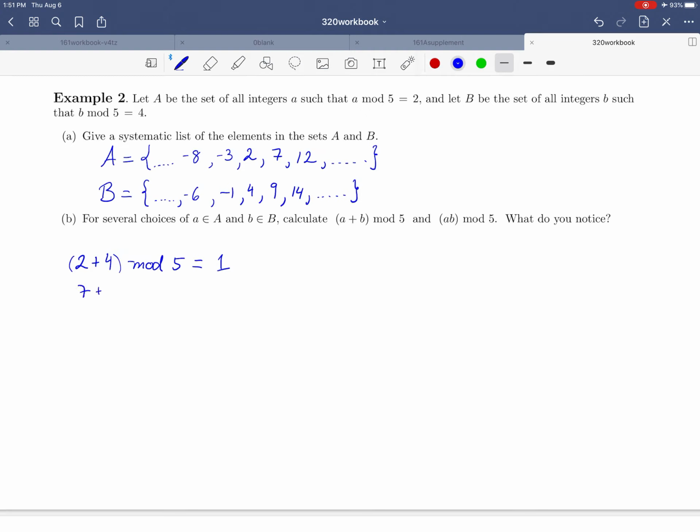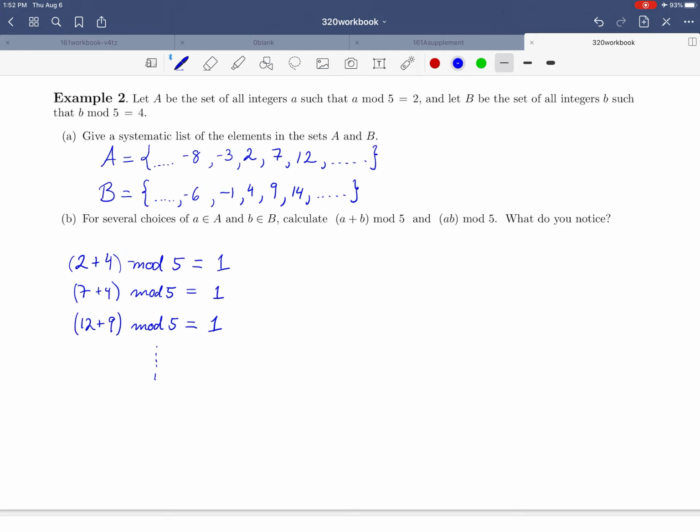Let's pick some other numbers. How about 7 plus 4? So again, something from set A, something from set B, mod 5. 7 plus 4, that's 11. I divide by 5. That gives me a remainder of 1 again. Let's pick some other ones. How about 12 plus 9? I could really pick any two. Pick some other ones if you like. 12 plus 9, that is 21. I divide by 5. I get a remainder of 1 again. So it looks like all of these will give me a remainder of 1. Well, we only have 3 examples, that's no proof, but anyway.